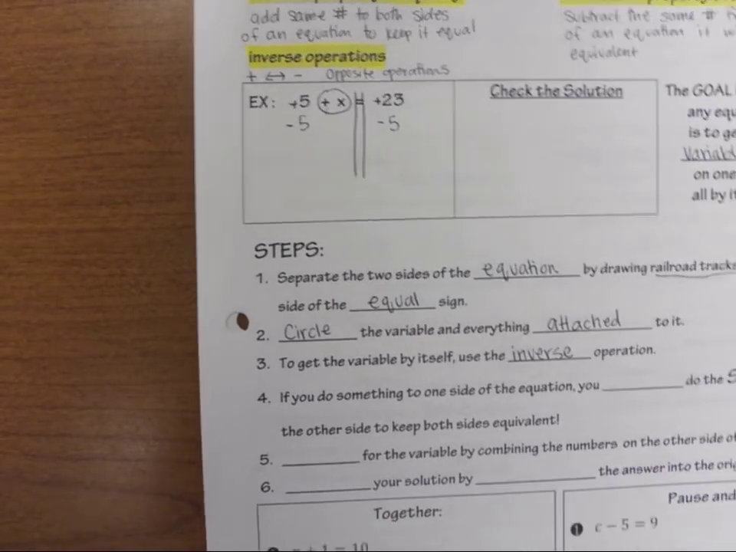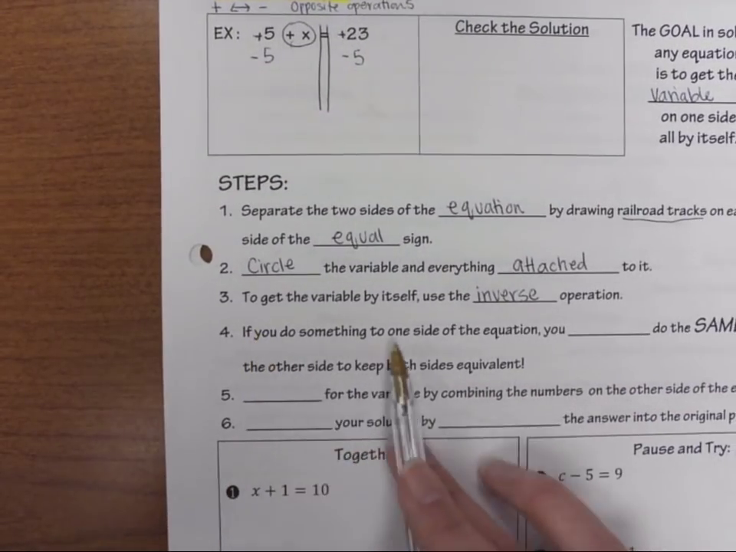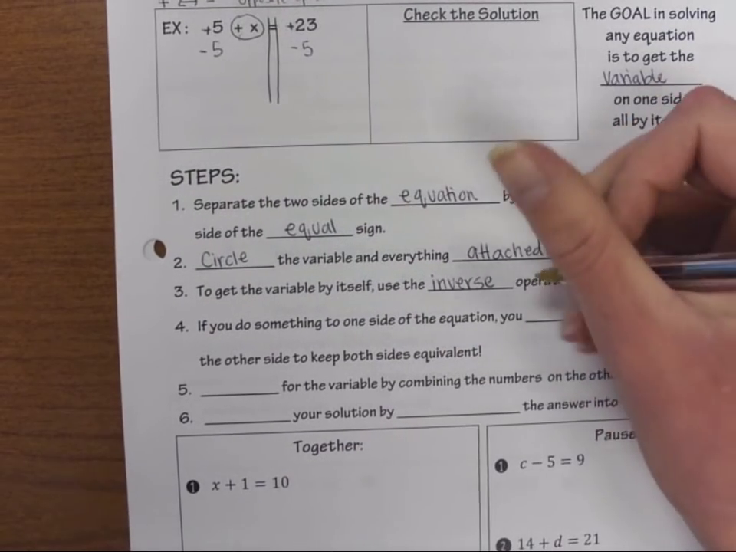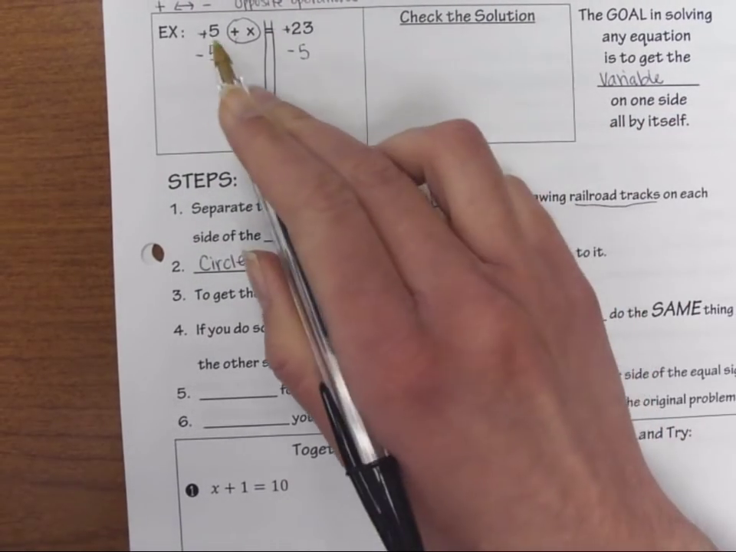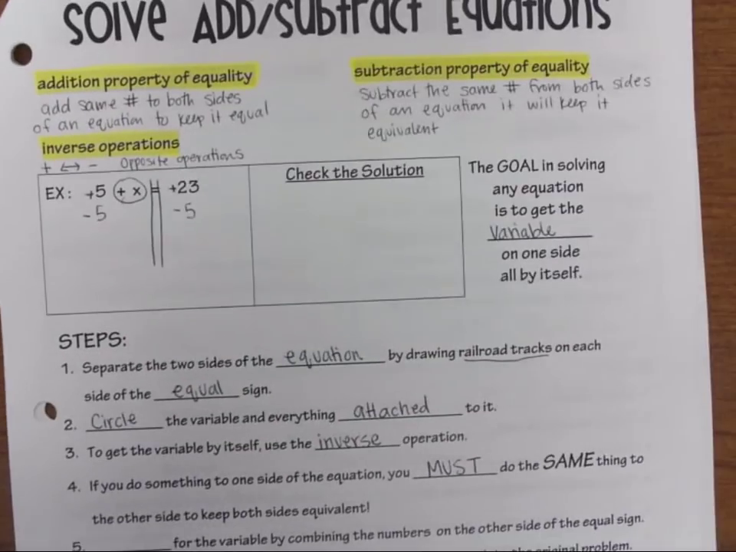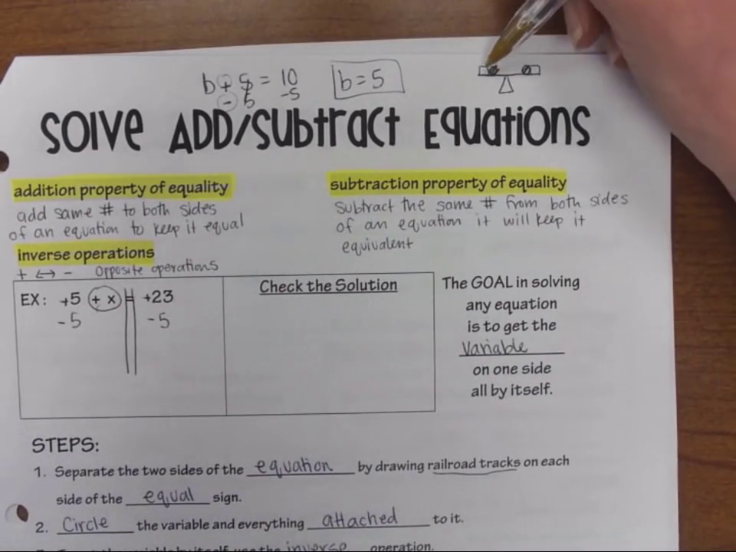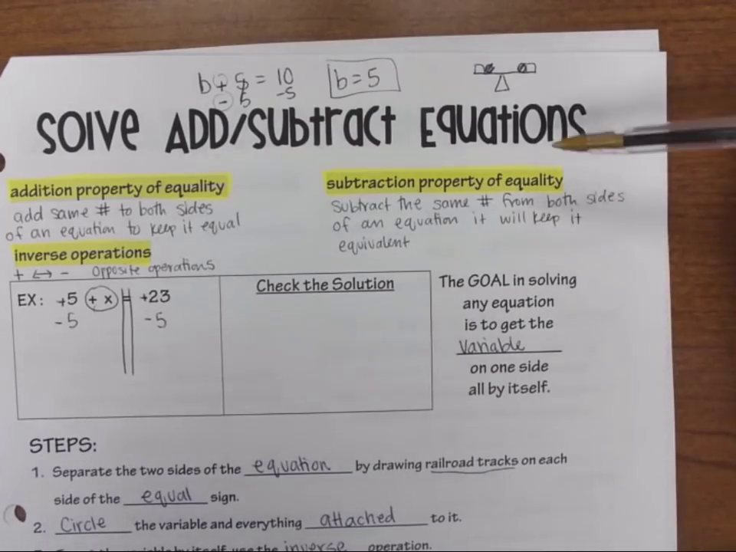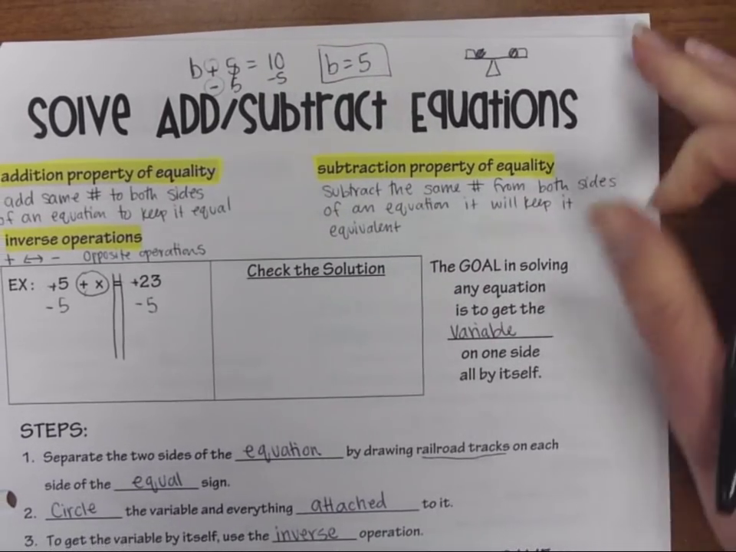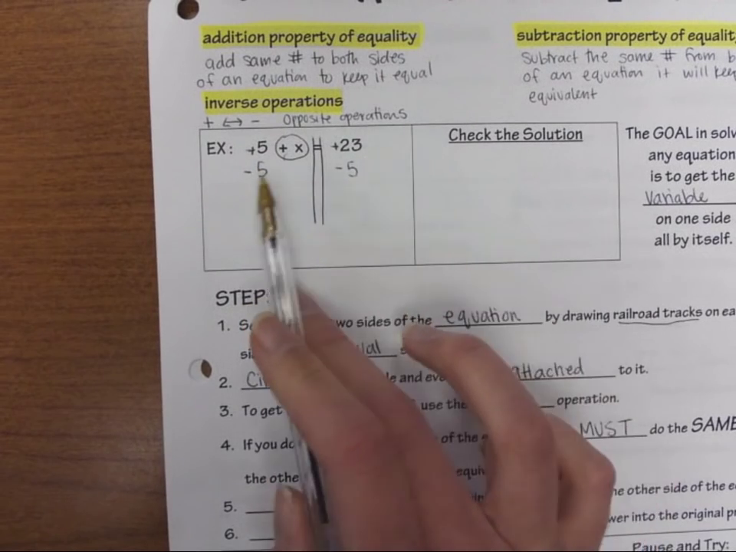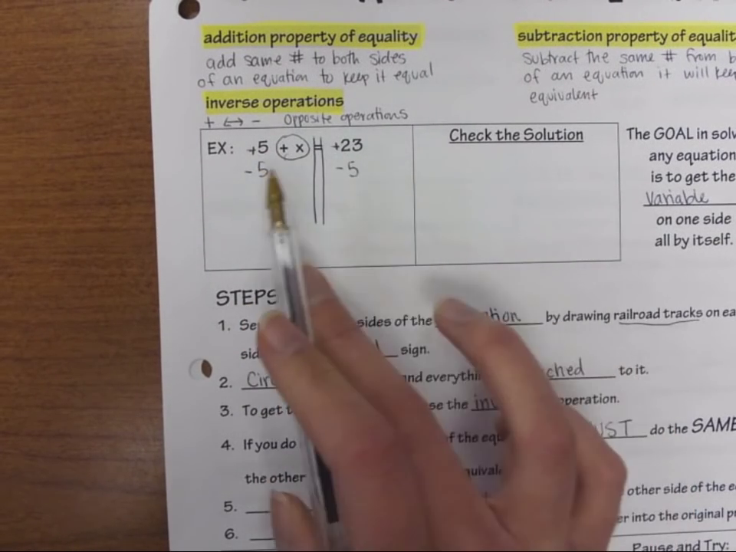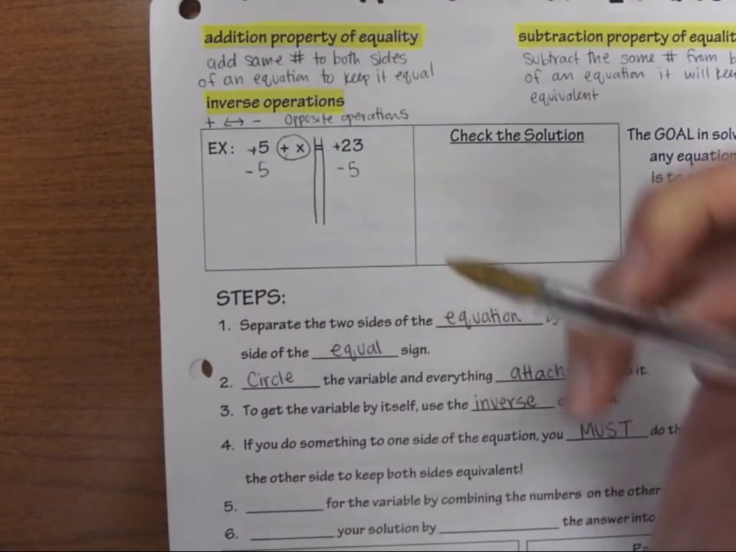Number 4 right here: if I do something to one side of the equation, you must do it to the other side. If I only subtract 5 from here, it's like taking one of these shapes off and leaving the other one there, my scale is going to be unbalanced. It's going to tip up. We want to keep everything balanced, so we're keeping everything the same on both sides. So minus 5, minus 5.